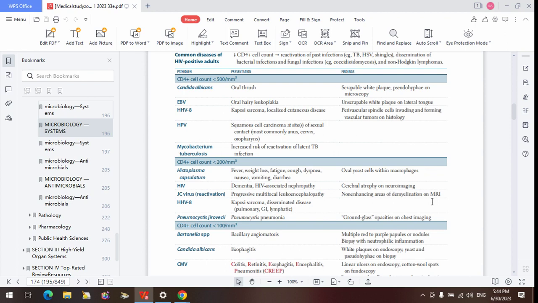Fantastic, thank you, Dr. Lushola. Occipital and parietal. So the person will be having problems with personality, behavior, and all those things. JC virus reactivation, progressive multifocal leukoencephalopathy.